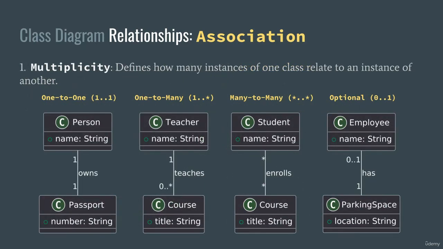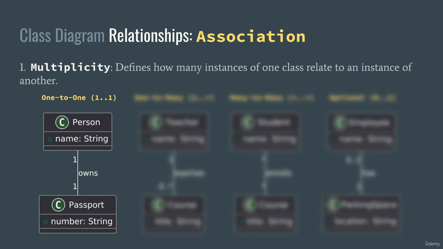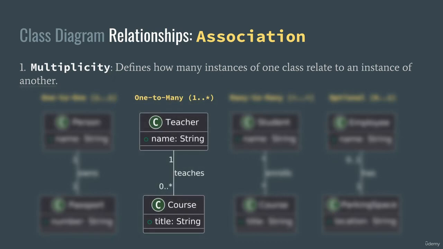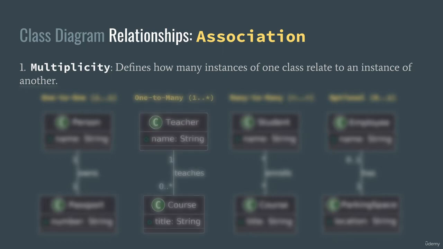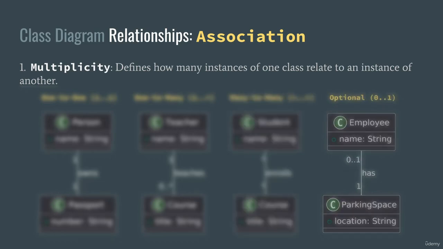Now let's talk about associations. Multiplicity is the term we use to describe how many instances of one class relate to another. One-to-one is pretty straightforward. One instance of a class connects to one instance of another class. One-to-many means one instance of a class is linked to multiple instances of another class. Many-to-many shows that many instances of one class relate to many instances of another class. Finally, optional means that sometimes an instance of a class might relate to one instance of another class, but sometimes it might not.